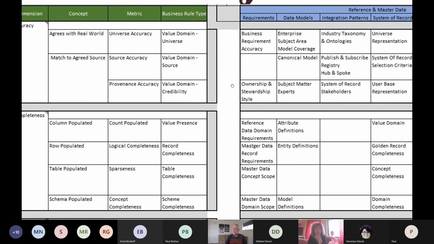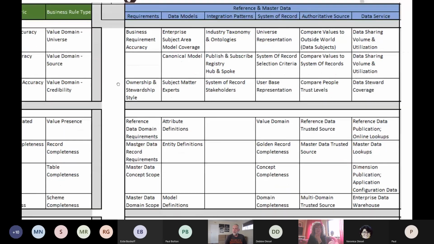And then, for example, when I apply this to reference data and master data, I'm now saying, what is the accuracy of my business requirements? All right. And remember, the very first thing you do in master data is understand or define the master data, the business requirements. So what is the accuracy of those requirements? What is the ownership and stewardship style when I'm looking at provenance? Who are going to be those people that own the data that I can go and get the data from?